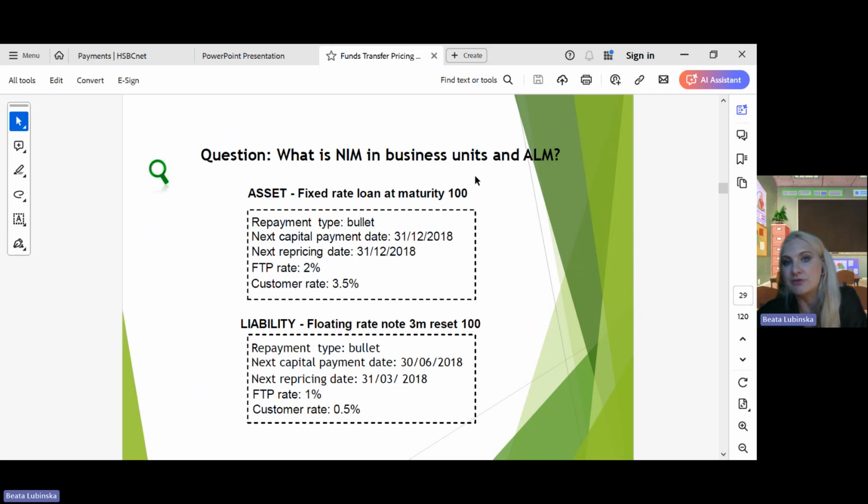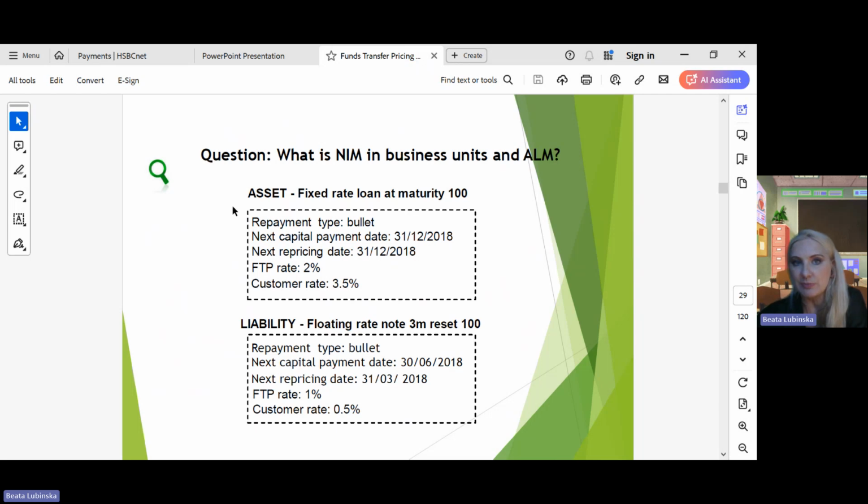Then the notional position of this loan is 100 units. It could be euro, USD, GBP, whatever. And FTP rate in this particular case is 2%. Customer rate in this particular example is 3.5. This is only illustrative. This is the example.